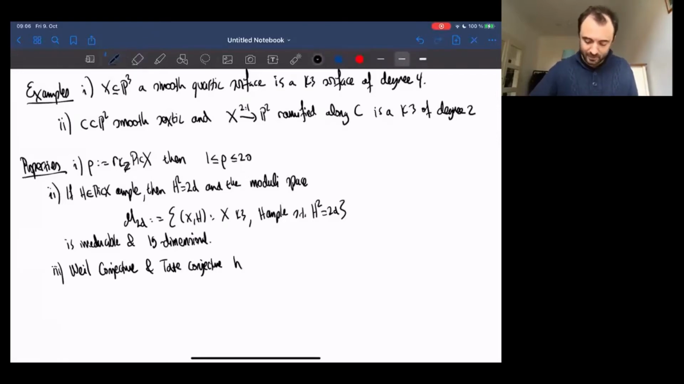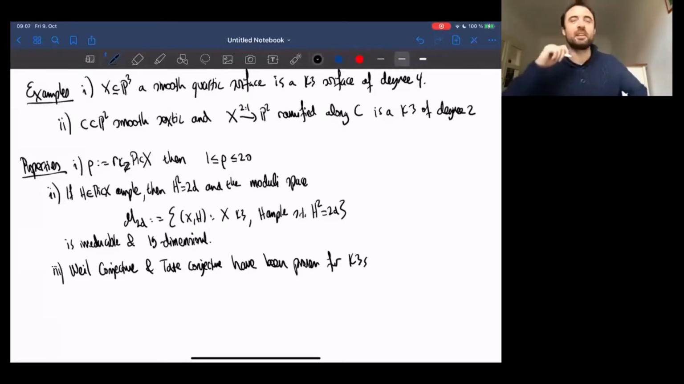And this looks a bit imprecise, but what I mean is that Deligne proved the Weil conjectures first for K3s and then in the general case. And similarly, at the moment, we now know the Tate conjecture for K3 surfaces, in fact also in characteristic p, but more recently.